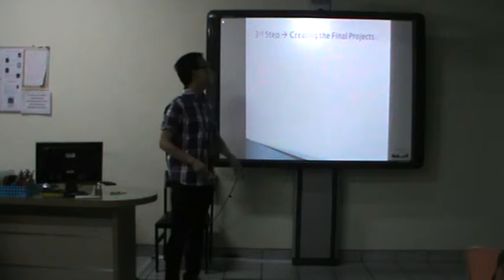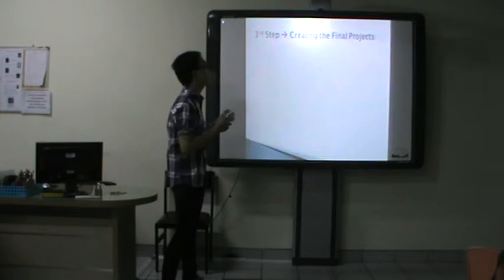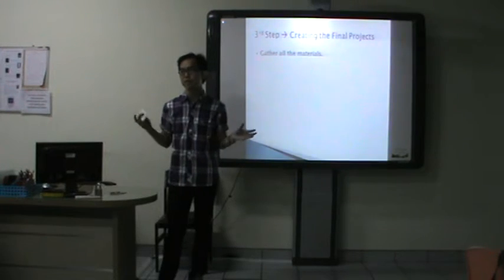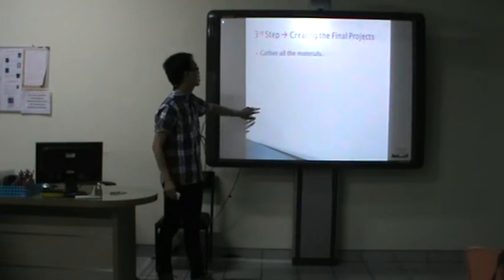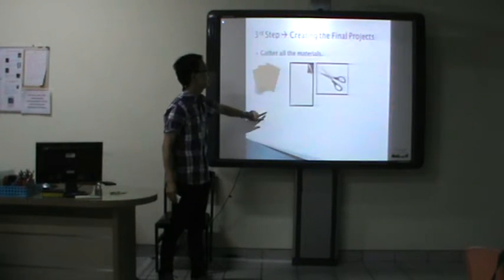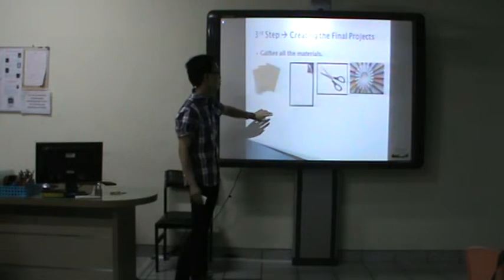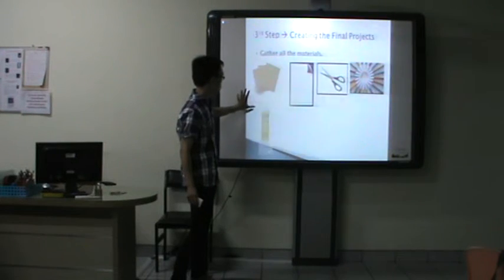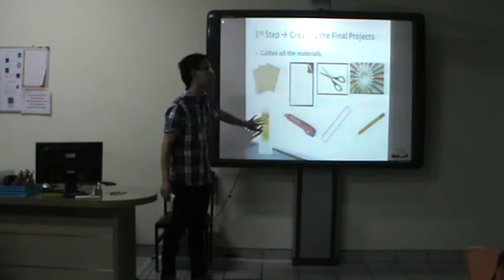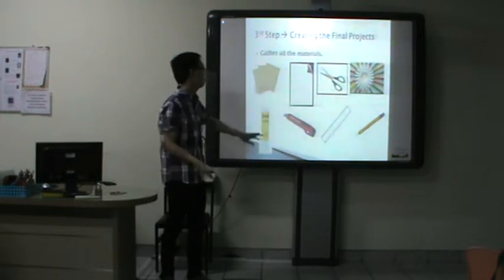And the last step is creating the final project. At first, we just made a sketch, and now we go to the final project. Of course, we need materials to make the project, like carton, paper, scissors, marker, color marker, glue, cutter, ruler, and pencil. Or you can use more materials if you want.